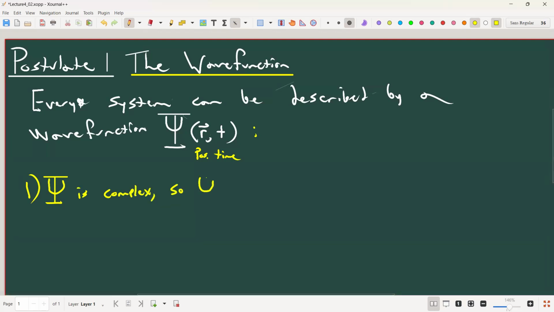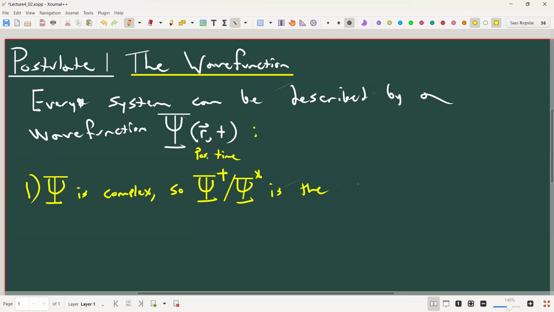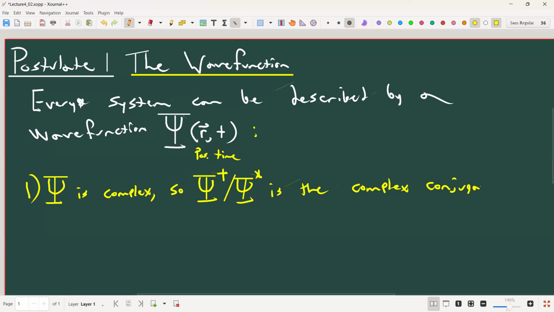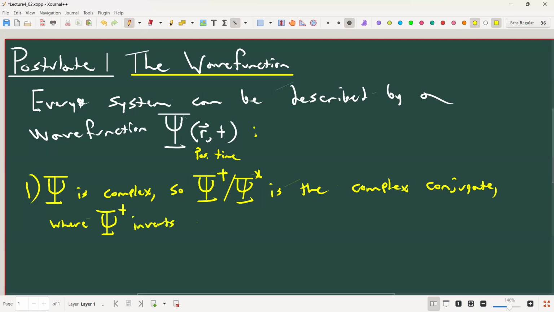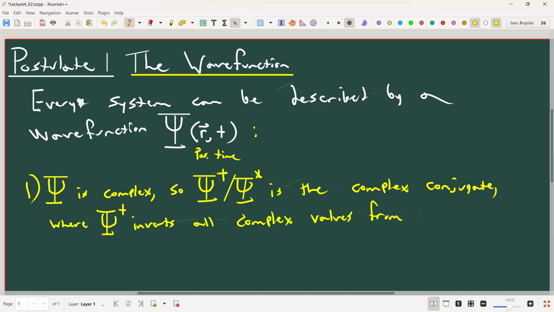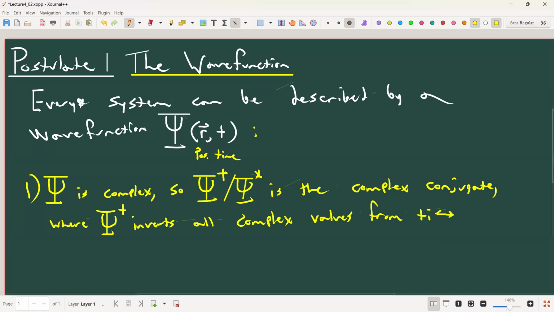So we can define a complex conjugate, which is psi star or psi dagger, however you want to call it, is the complex conjugate. Where psi star inverts all complex values from positive to negative or negative to positive. From plus i to minus i.